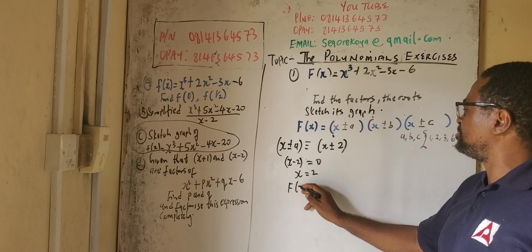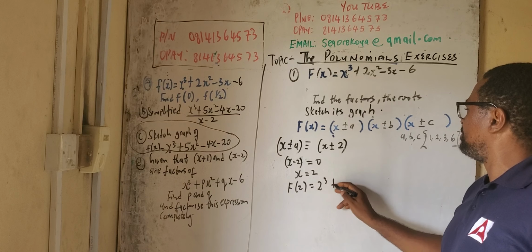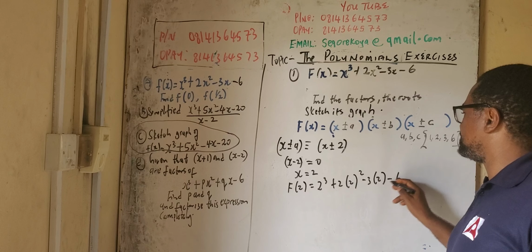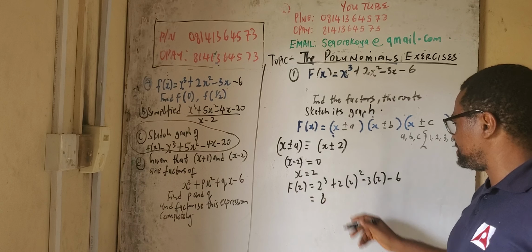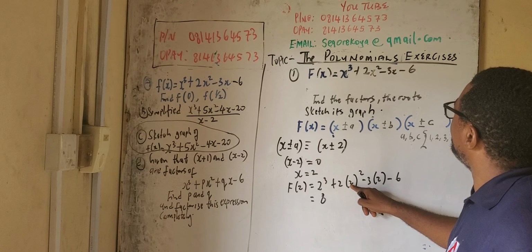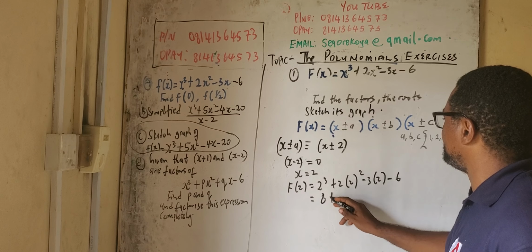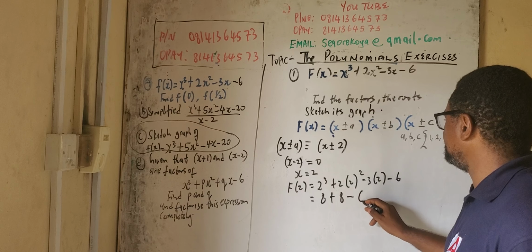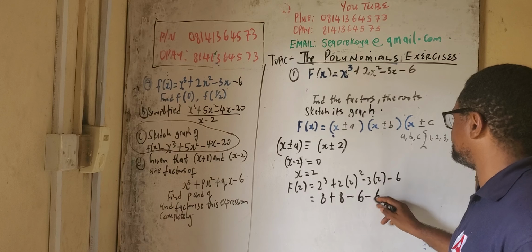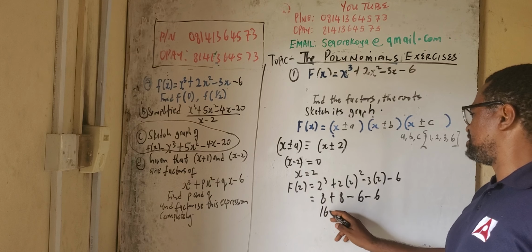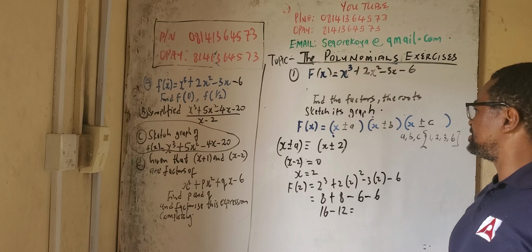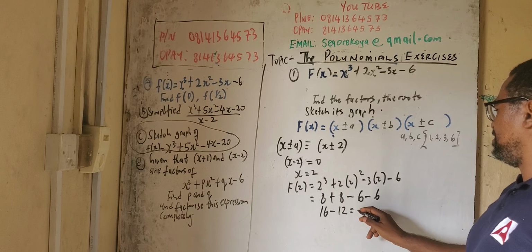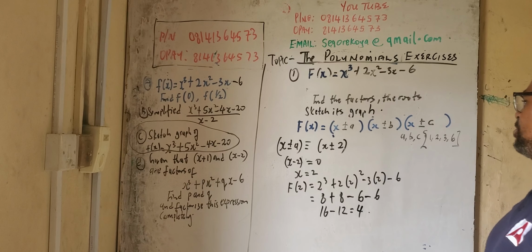So we have f of 2 is equal to 2 raised to power 3 plus 2 times 2 raised to power 2 minus 3 times 2 minus 6. 2 raised to power 3 gives me 8. 2 raised to power 2 is 4 times 2, will give me 8. Minus 3 times 2 will give me minus 6, then minus 6. So 8 plus 8 gives me 16 minus 12. So this does not give me what I'm looking for. 16 minus 12 will give me 4. So I'm not having 0.